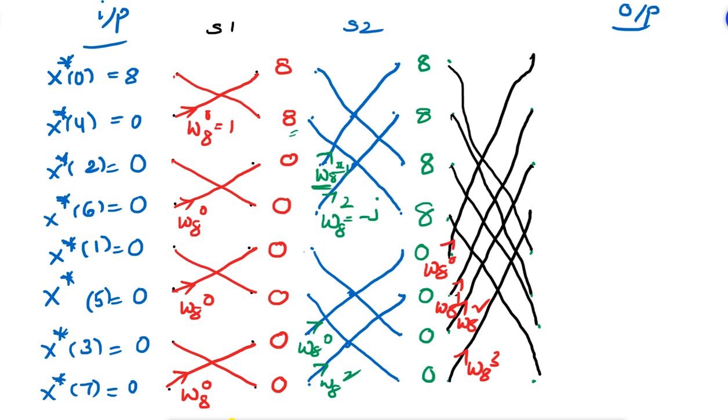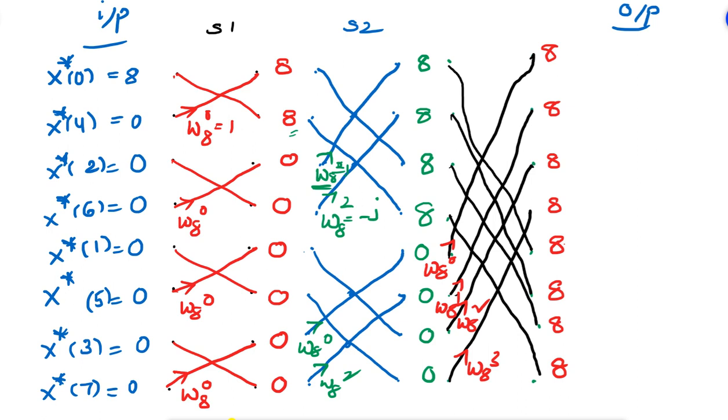Again, by applying the same formula, this twiddle factor is multiplied with this 0. So it is 0, and one time it is added with this 8 and subtracted from 8. So what is the value here? Here we get 8: 8 plus 0 is 8, and 8 minus 0 is 8. Similarly this 8 plus 0 is 8, and this is 8, and this is 8, and this is 8.